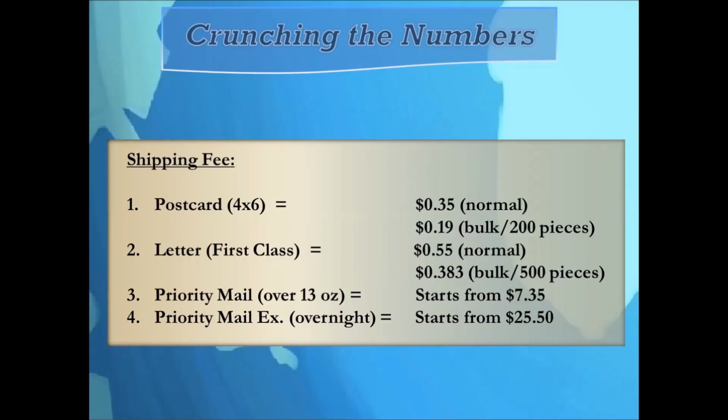Shipping fee. A postage for a normal postcard is 35 cents. When shipping in bulk, it costs 19 cents per piece. A postage for a normal letter is 55 cents. When shipping in bulk, it's 38 cents per piece. Mailing something over 13 ounces requires the use of priority mail, and it starts from $7.35 per piece. If you want overnight shipping, the Priority Mail Express starts from $25.50 per piece.